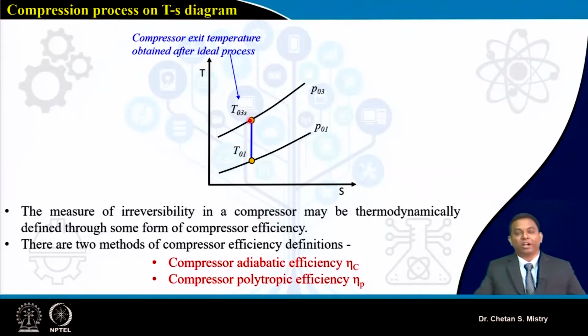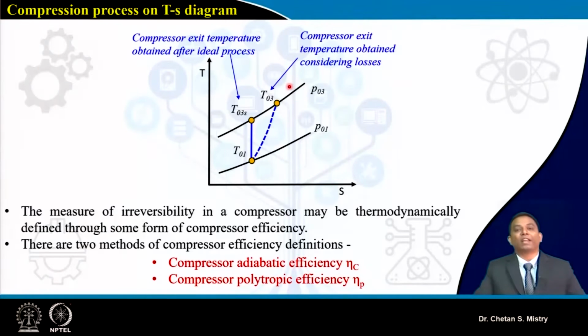Now in actual conditions, my scenario will be different. Let me show that process. Here, this represents my actual compression process, and if you look carefully, this temperature T03 is higher compared to my exit temperature if I consider the isentropic process. This is the actual temperature that we get at the exit of my compression.